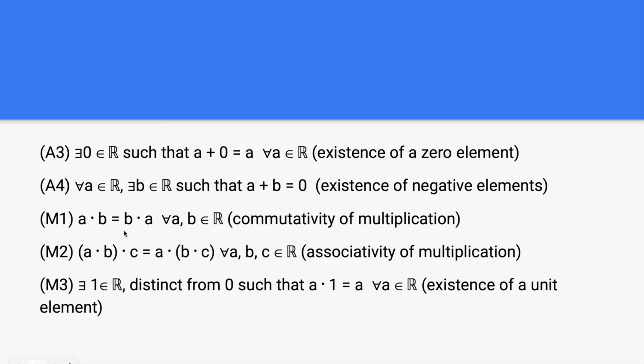a times b equals b times a for all a, b in R. That's commutativity of multiplication. Bracket a times b, times c equals a times bracket b times c, for all a, b, c in R. That's associativity of multiplication. There exists 1 in R, distinct from 0, such that a times 1 is equal to a for all a in R. That's existence of a unit element.